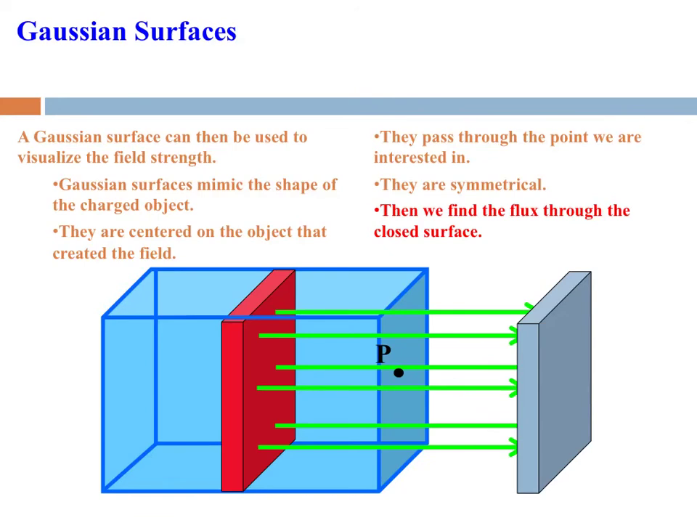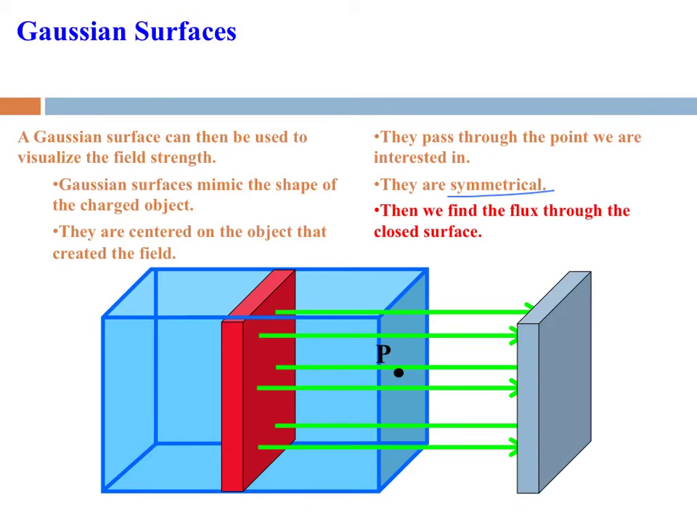Then that's where the Gaussian surfaces come in. A Gaussian surface can be used to visualize the field strength. A Gaussian surface mimics the shape of the charged object. They are centered on the object that created the field. They also pass through a point we are interested in, and they are symmetrical. This part is very important. Then we can solve for the flux through the closed surface.